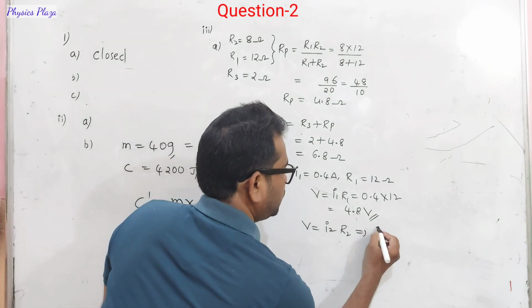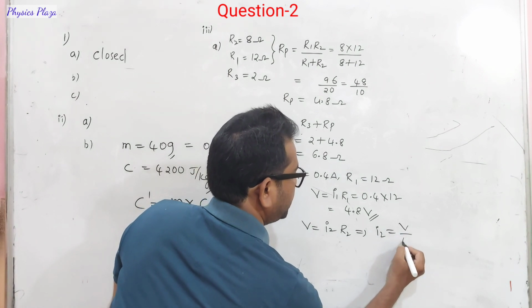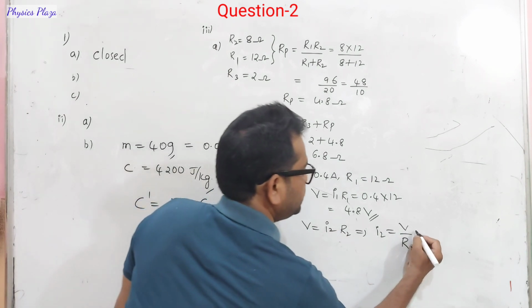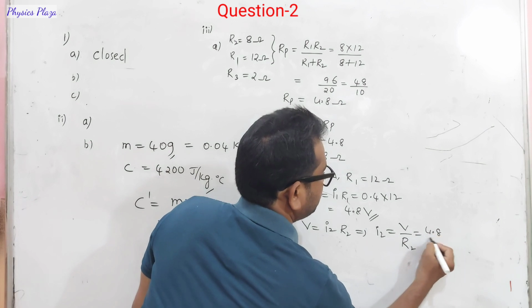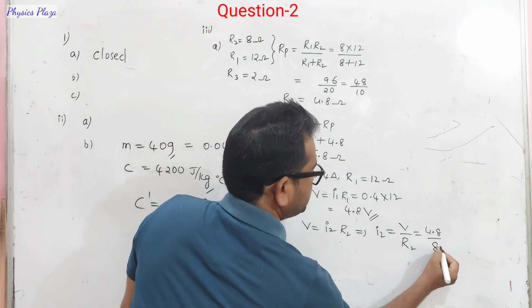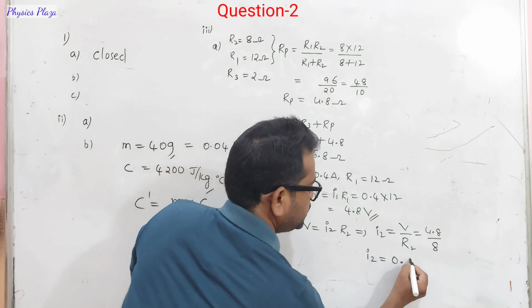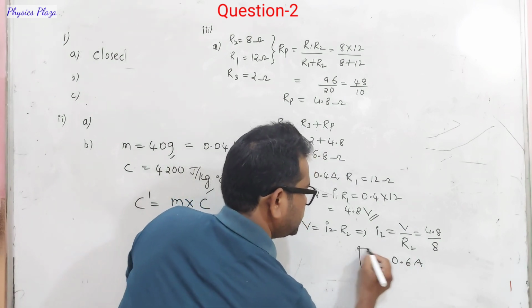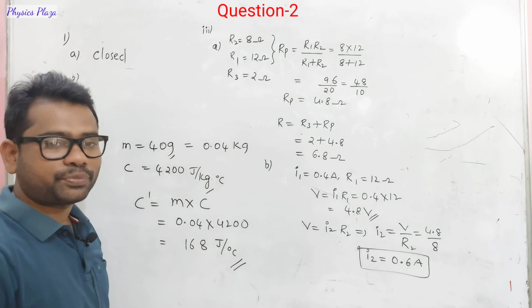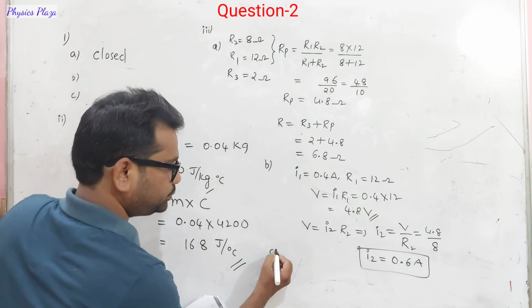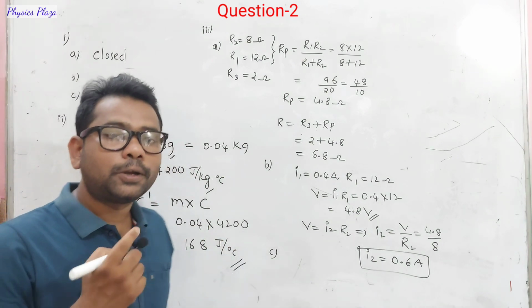From this, I2 is equal to V by R2. So V value is 4.8, R value is 8. So here I2 value is how much, children? It is 0.6 ampere. Now finally, in bit C, they are asking us to calculate the total current.